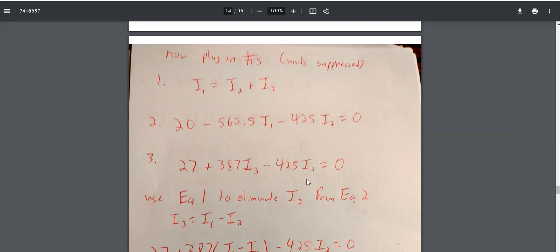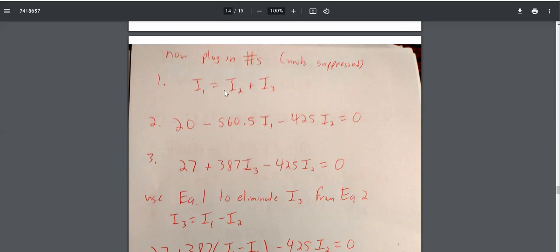And if we have this set up, that's pretty easy. So our first equation, or I guess equation 2 actually, is only a function of I1 and I2, while our equation 3 is only a function of I3 and I2. So if we could somehow replace I3 with some function of I1 and I2, then we would have 2 equations and 2 unknowns. So that's exactly what I did here.